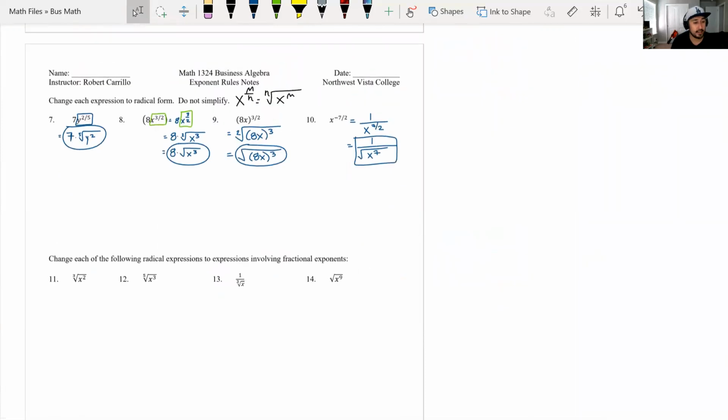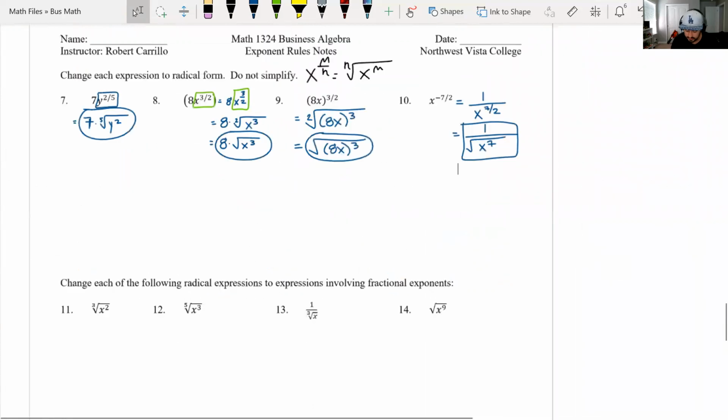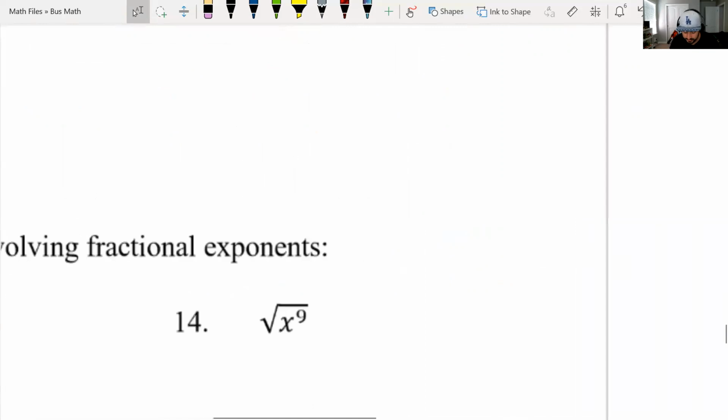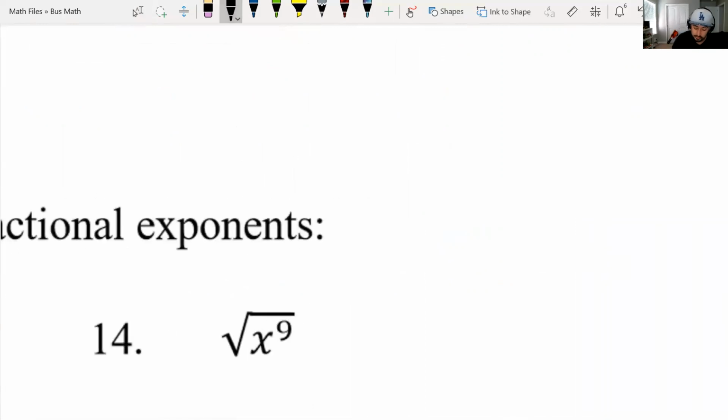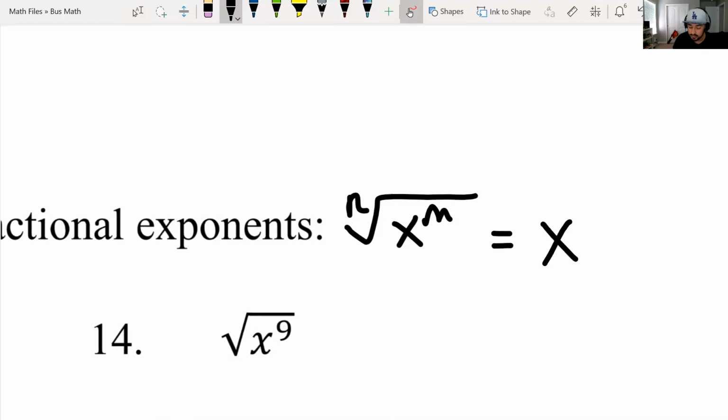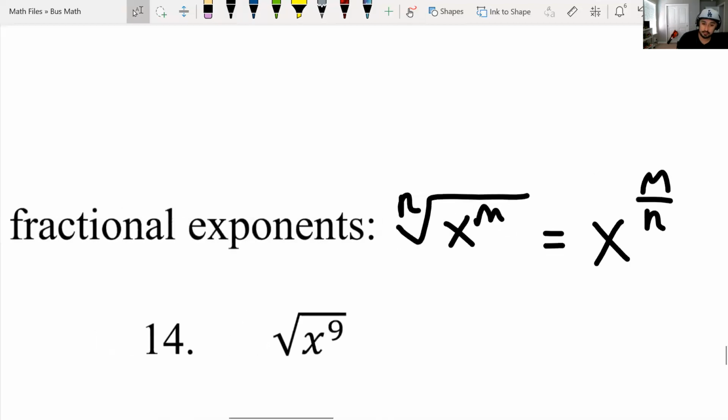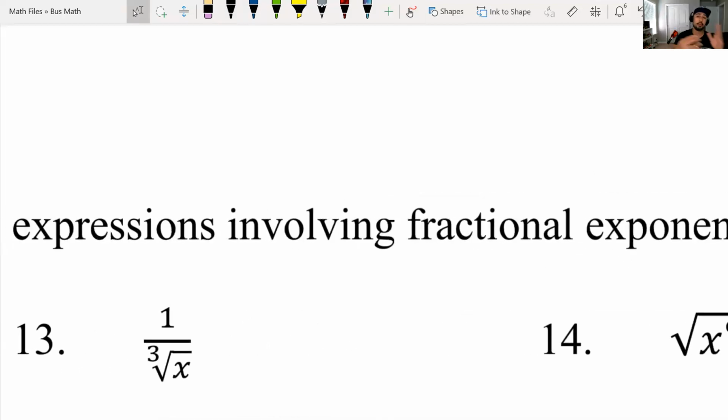That one said don't simplify. And now this one says, change each of the following radical expressions to expressions involving fractional exponents. Okay, so we're still not simplifying. So now we are using this property again, but the other way around. So now we're given the nth root of x to the m, and now we want to rewrite it as x to the m over n. That's all we're doing with these ones. So they're giving it to us in radical form.